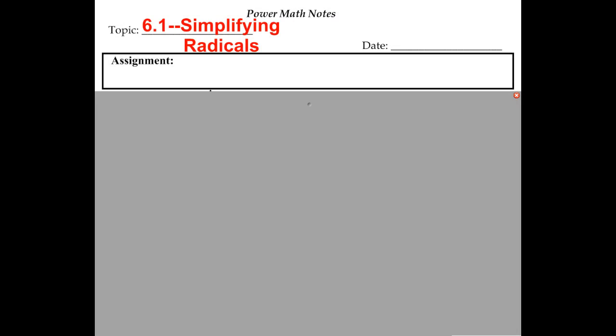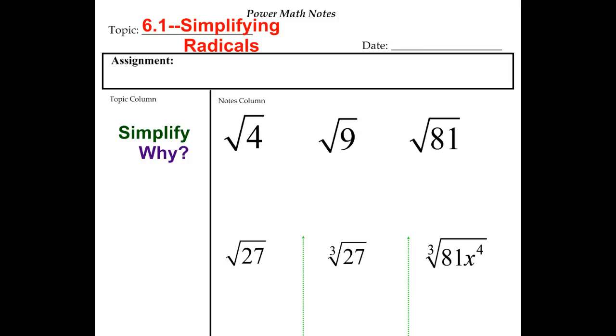So let's go back now and talk about what it means to simplify radicals. We already talked a little bit about simplifying radicals, and we know some of these easily. The first thing you could do is make your factor tree. The square root of 4 is 2. The square root of 9 is 3 because 3 times 3 gets you 9, and the square root of 81 is 9 because 9 times 9 gets you 81.